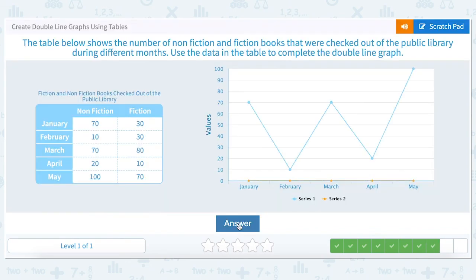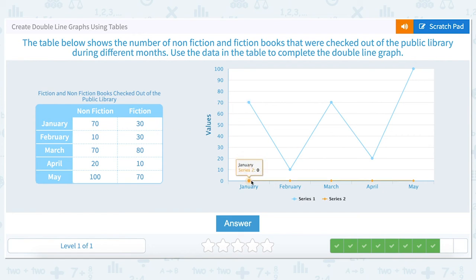Next question. The table below shows the number of nonfiction and fiction books that were checked out of the public library during different months. Use the data in the table to complete the double line graph below. The nonfiction data has already been graphed for us, but we do need to graph the fiction data. So let's start with January. In January, 30 fiction books were checked out of the public library.